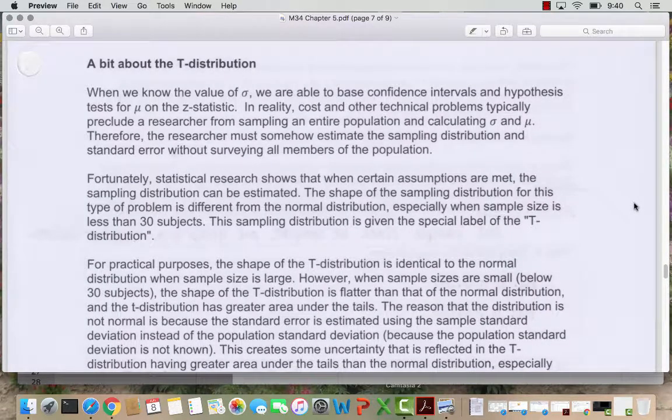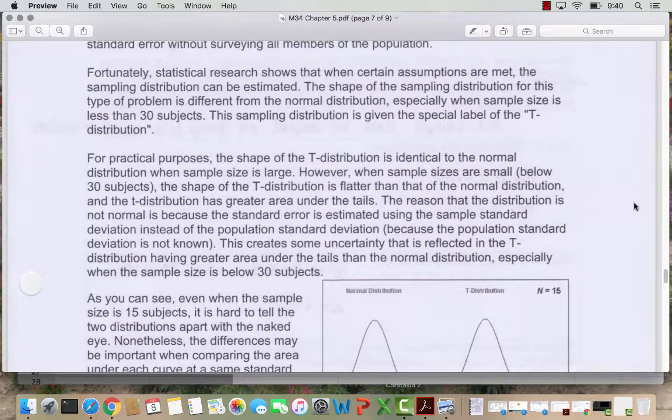So now, what happens if we don't know data about the population? In real life, we often don't know the population standard deviation sigma. So we use a model for the sampling distribution. And this model is known as the T model or the T distribution. So it's similar in shape to the normal distribution, but if the sample size is less than 30 subjects, the T distribution is a little bit wider on the tails to make up for the fact that the distribution has less data.